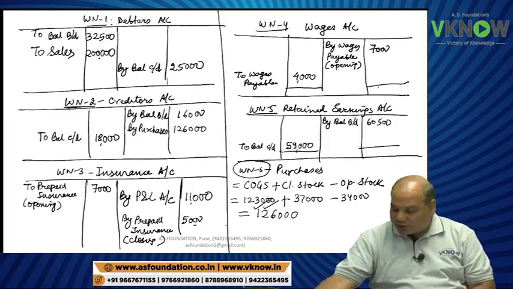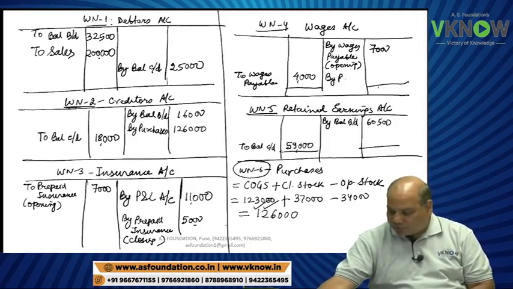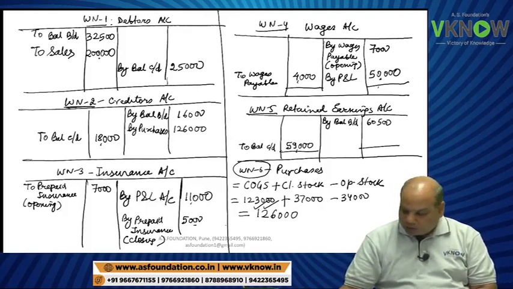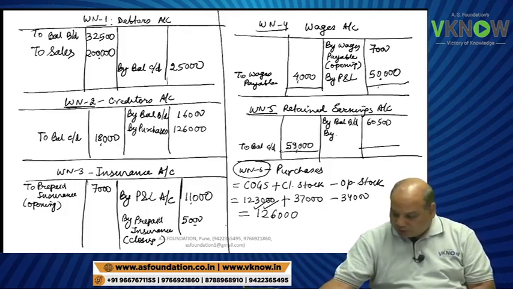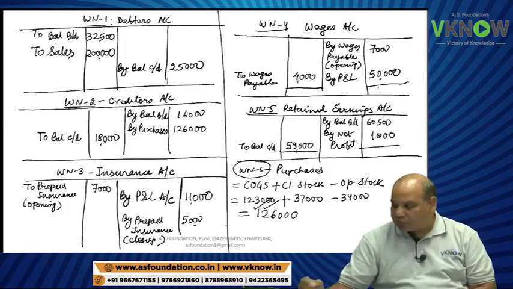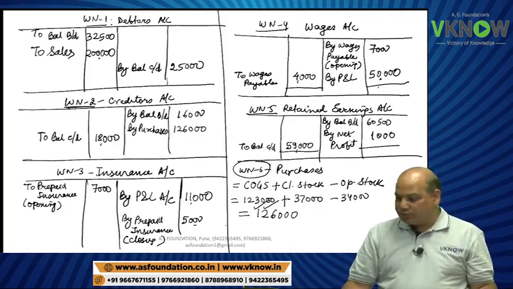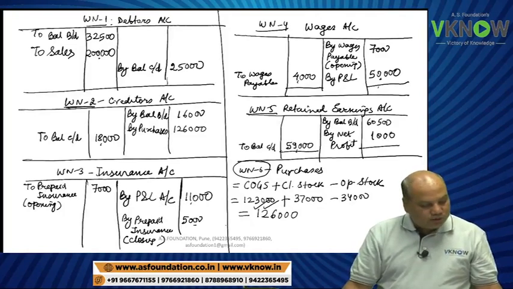Wages account, credit side, by P&L account, 50,000. Net profit 1,000. Retained earning account, by net profit 1,000. All P&L account items are also over. There is a note given below.